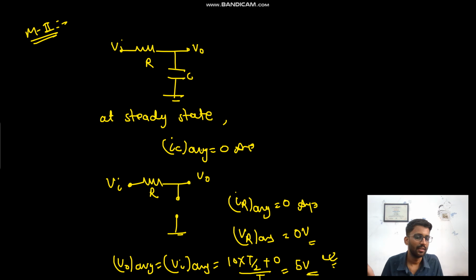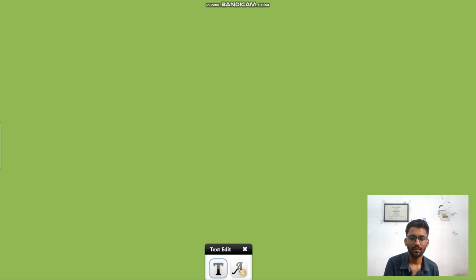Why so? The average value of output will be same as the average value of input at steady state. What is the average value of input? Duty cycle is 30%, so 10 into 0.3 by 1, so it would be 3 volt. So output voltage will be 3 volt. We will see more circuits like that. So that's how you can analyze it. Okay, so now we will see method third. That's a very interesting one.